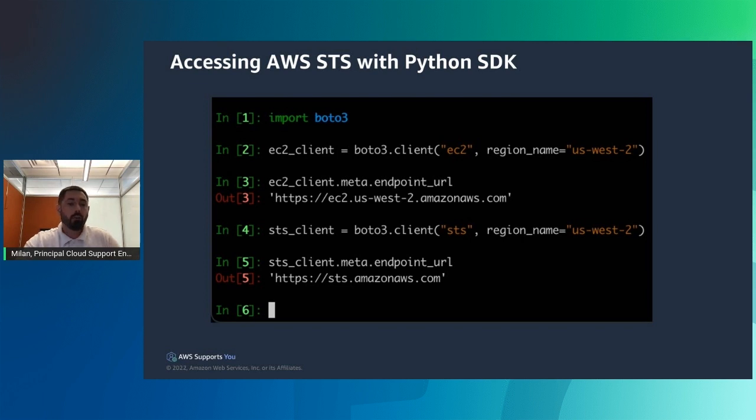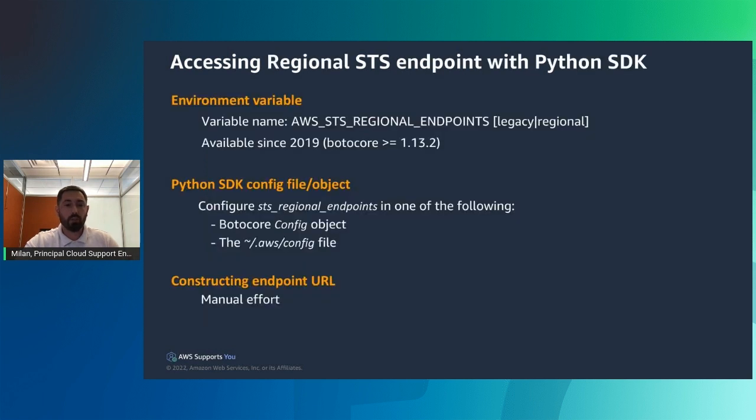So, knowing what we know now, how can we actually access the regional endpoint? There are a couple of ways to configure your client to access a regional endpoint. The first one is the use of the environment variable, which is presented on the screen, AWS_STS_REGIONAL_ENDPOINTS. The values for it are legacy or regional.